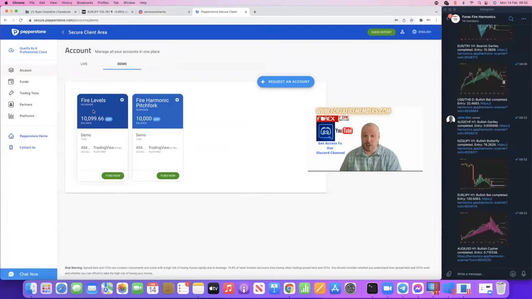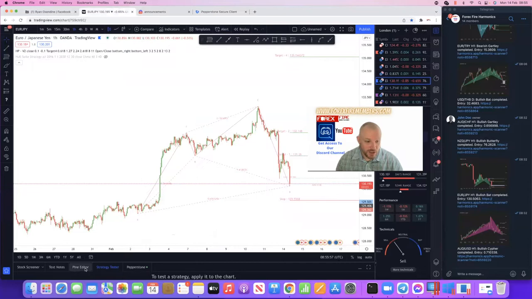So we started doing one with the fire levels, started with 10K. Last week, we using small lot sizes. We took that to £100 profit. So I'm going to start this week with the harmonic pitchfork, okay? From there, once you've done that, you simply just go to, let's take a look, we'll just get this on here.